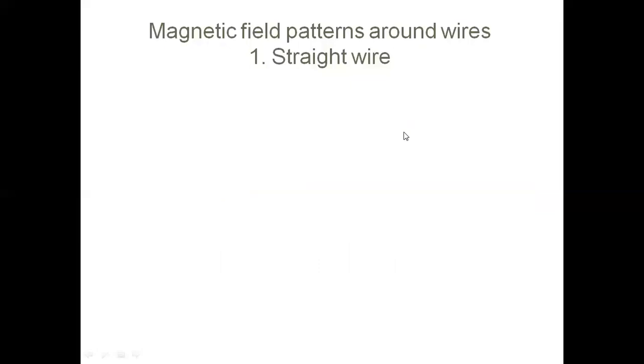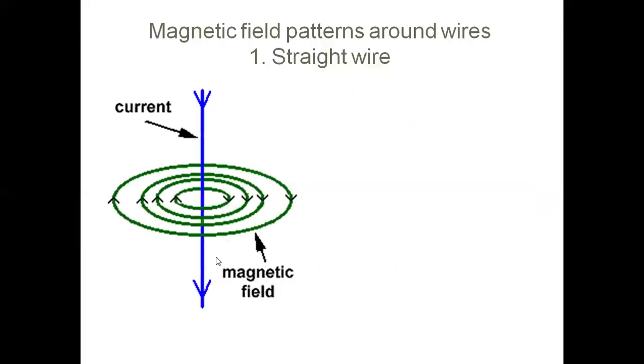Magnetic field pattern around the wires. So we have now a straight wire. The straight wire current is downward, so the field is clockwise.